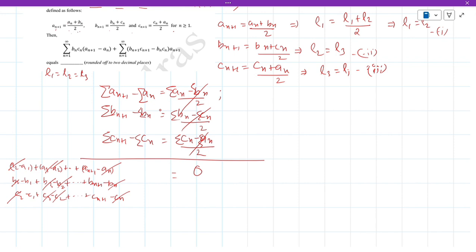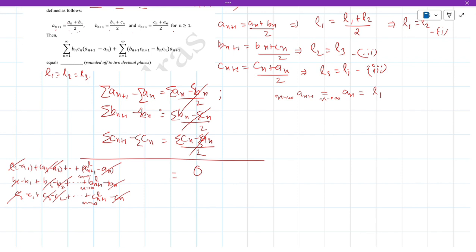Since the limit will be the same, right? Because if you take n tending to infinity of an plus 1 or n tending to infinity of an, they both converge to the same limit L1. And since we already concluded L1, L2, L3 are the same, this is also L, this is also L, this is also L. If you add them, you get 3L.